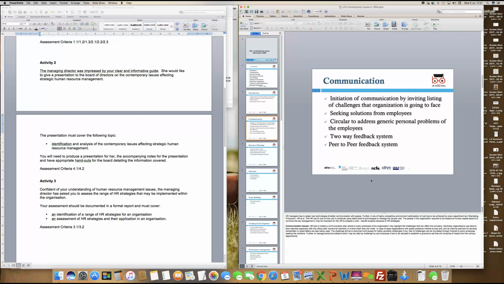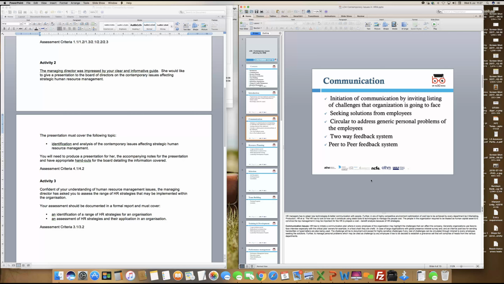So we identify this as an issue, and basically what it is defined as is initiation of communication by inviting listing of challenges in the organization which they are going to face. This is a route which HR managers take. They ask the people, okay, please can you list down the top 3 problems that you face, or the top 3 hurdles that you face, which do not help you to do your job properly? What are the challenges that you are facing?